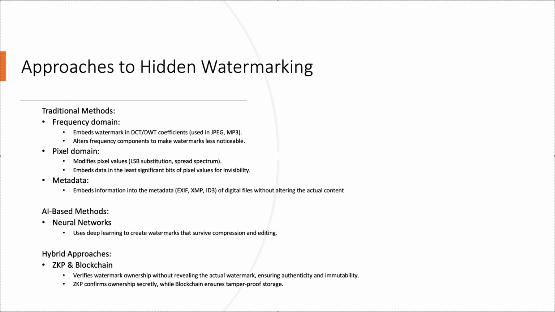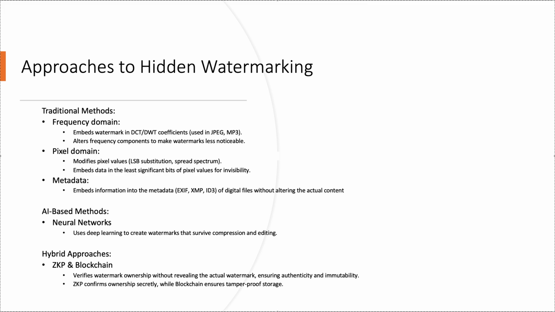All right, now we get into the really technical and fascinating part. How do we actually embed these hidden watermarks? There are three main approaches, each with its own strengths and ideal use cases. Let's start with traditional methods, which have been the backbone of watermarking technology for decades. First up is frequency domain watermarking. This is actually quite elegant.